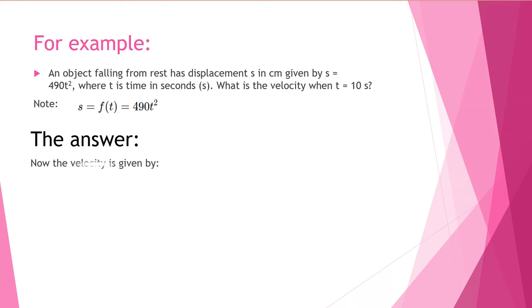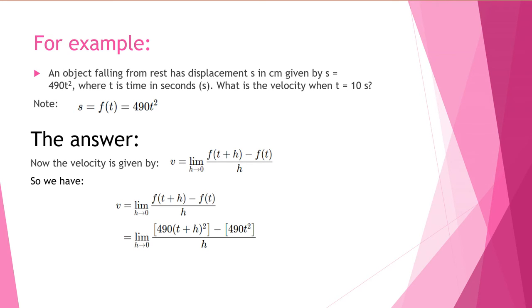The answer is, first, we will write the main equation that we will use to solve it. So we have v equal to the limit of f of t plus h minus f of t over h when h approaches 0. Now we sub in the values given in the example, so it becomes the limit of 490 times (t plus h) all squared minus 490 t squared all over h when h approaches 0.